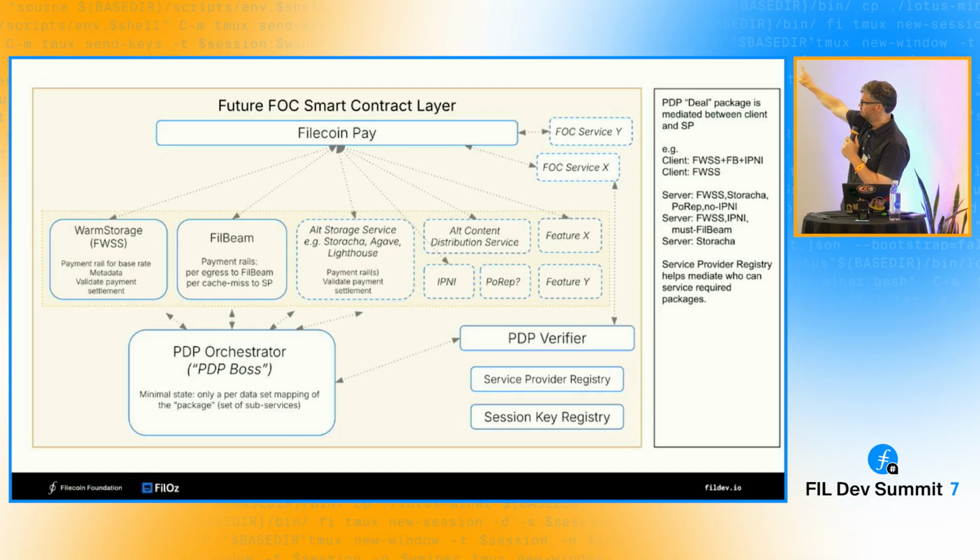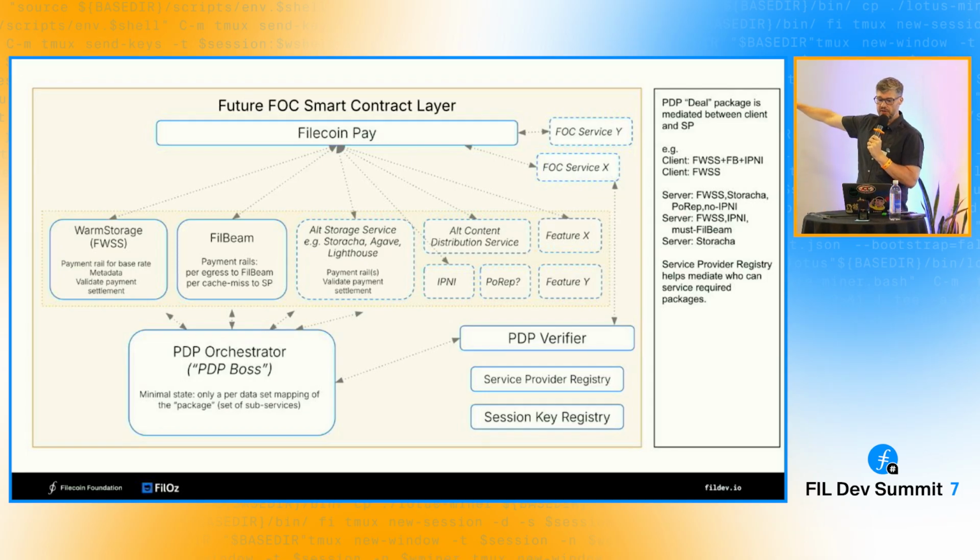And the package is just PDP verify tells orchestrator, this is a Storacha deal. That's all it is. Then the Storacha deal sets up its payment rails with its rates, and it does its own validation for that data set. None of the rest of it's involved. Or it might be some other combination of these things.